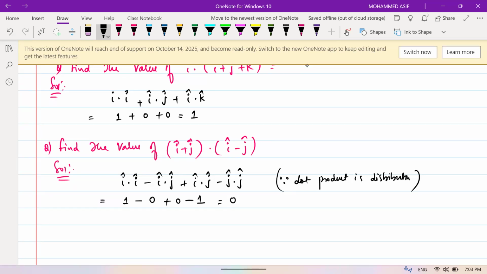Whenever two vectors are perpendicular to each other, their dot product is always equal to how much? 0. Am I clear?